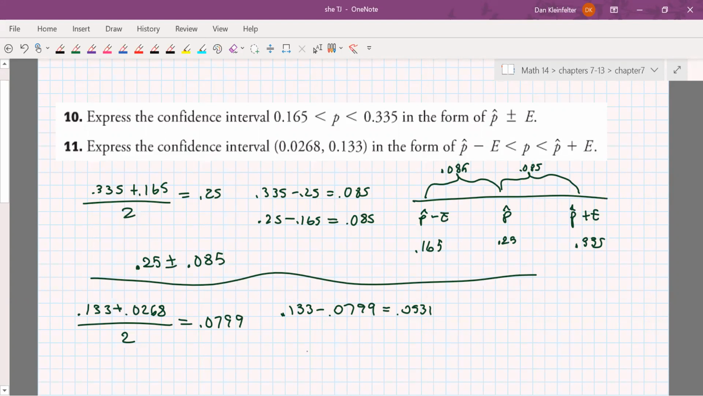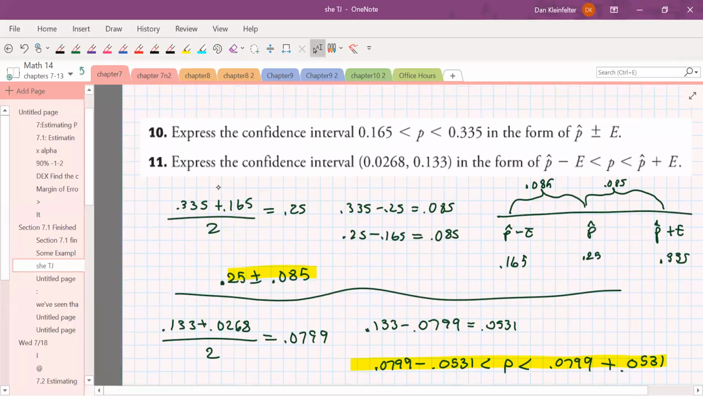So the left end is our center, 0.0799 minus 0.0531 will be up to P, and then 0.0799 plus 0.0531. All right, so that takes care of both 10 and 11. So basically the purpose of those two was to get a little practice at rewriting confidence intervals in different formats.